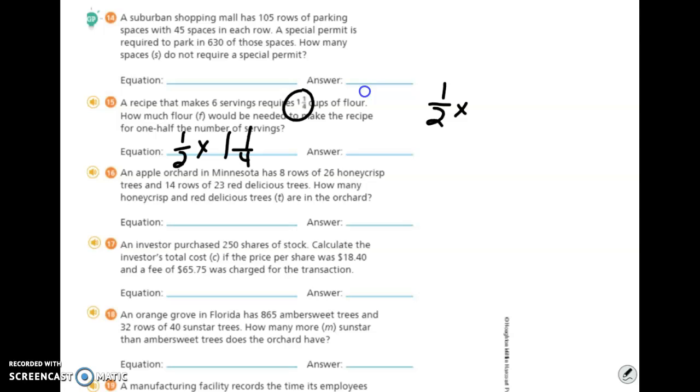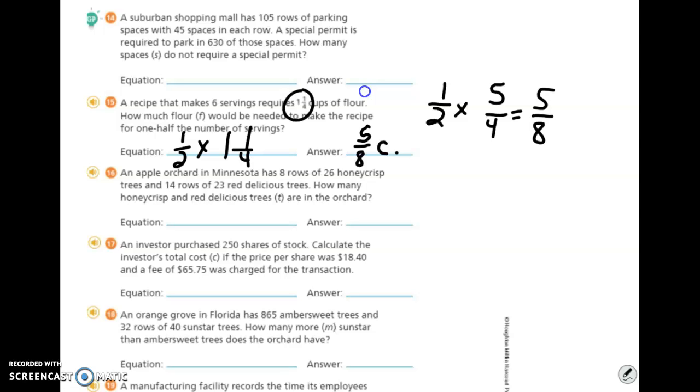Now 1 1/4 is a mixed number. You've got to change it to an improper fraction. Think about what that's going to be. It's going to be 5/4. All right, go ahead. First you do the top, then you do the bottom. So I get 5/8 cups of flour.